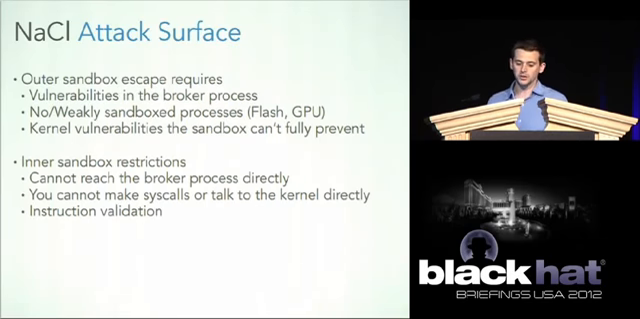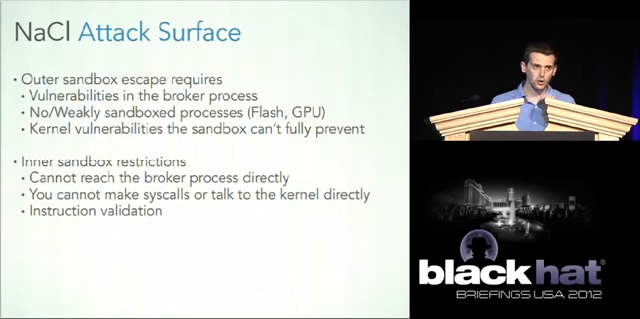On Chrome, outer sandbox escapes require a certain number of prerequisites. One is vulnerabilities in the broker process, right? Of course, you can escape the outer sandbox then because you found vulnerabilities in a privileged component. Then there are no or weakly sandboxed components like the GPU process or a plugin like the old Flash plugin was in Chrome. And then there are kernel vulnerabilities, things that the sandbox can't actually protect against at all. These are the things you need to be able to break out of the Chrome outer sandbox.